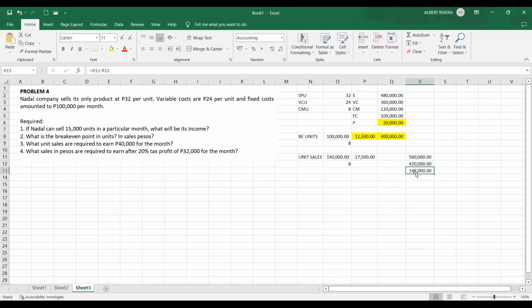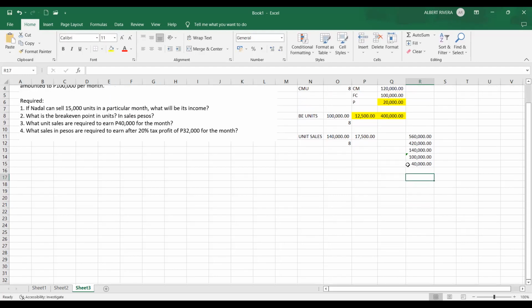140,000, and your fixed cost is 100,000 here. So the profit here will be 40,000. So this is the required profit. So to earn 40,000 profit, the company should sell 17,500 units.